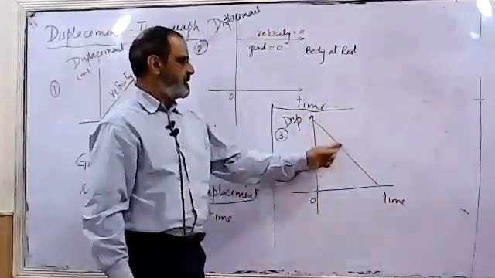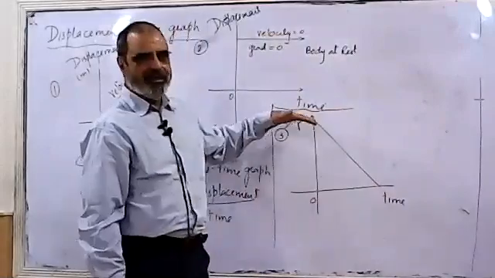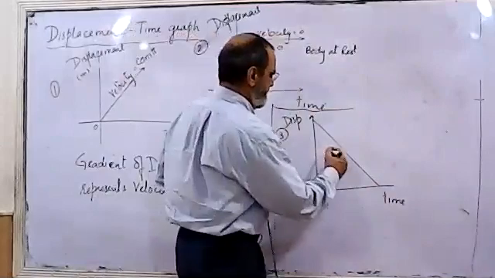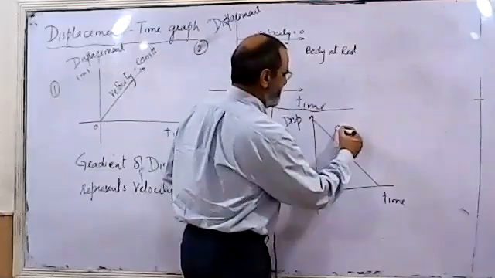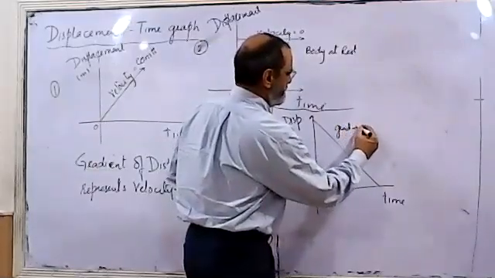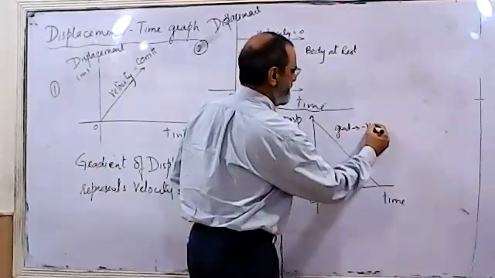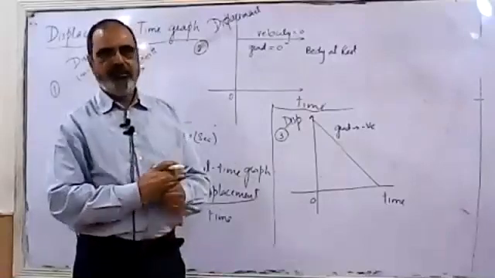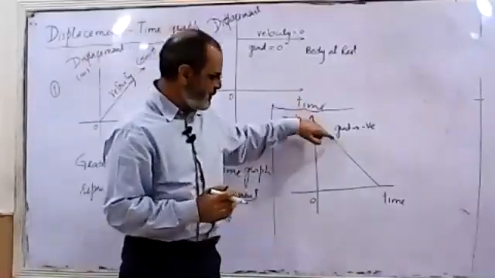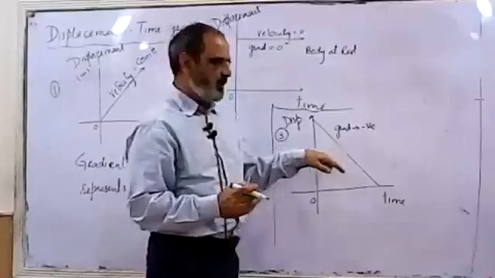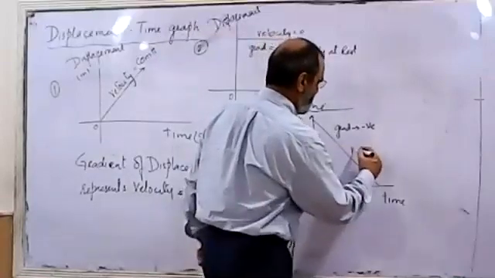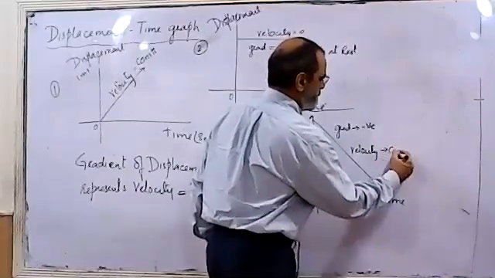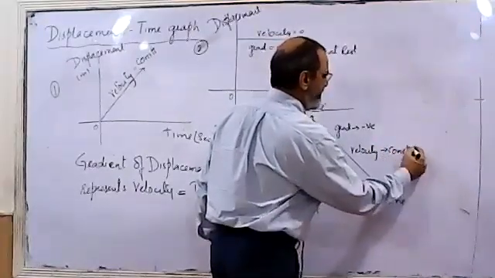Now in this case, the line is inclined to the left, so its gradient is negative. Because the gradient is negative, the velocity is also negative, but the line is straight, so the velocity is constant. It is again constant, a negative velocity.